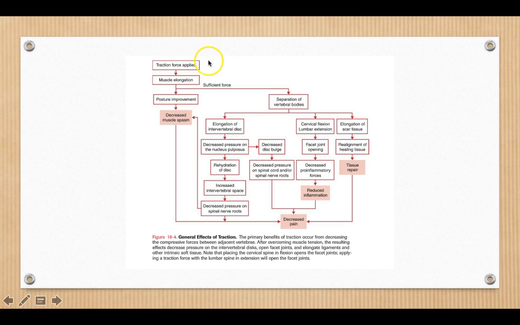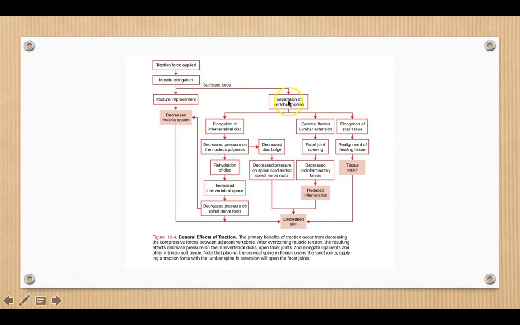But basically, when we apply our traction force, we get muscle elongation along the spine. And if we have sufficient force, that can potentially improve posture, which would decrease muscle spasms. So that's one of our main physiological areas. These lead up to that.